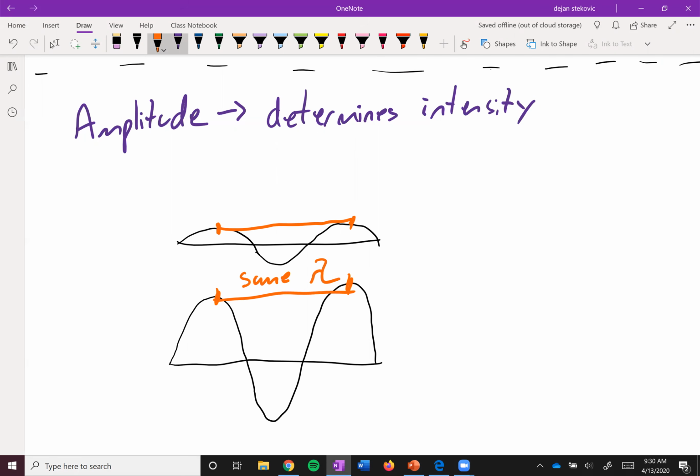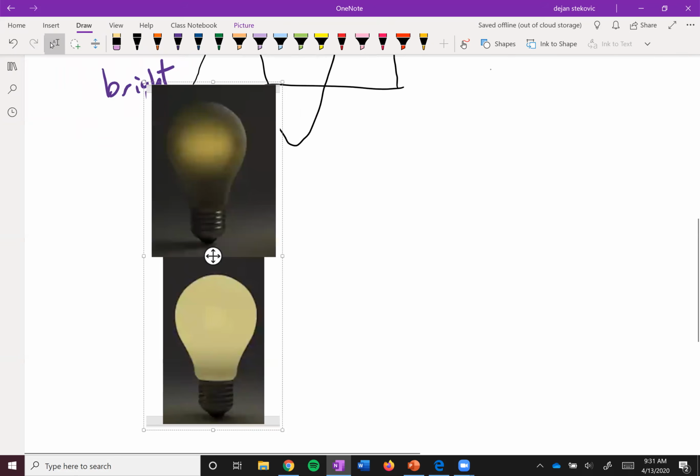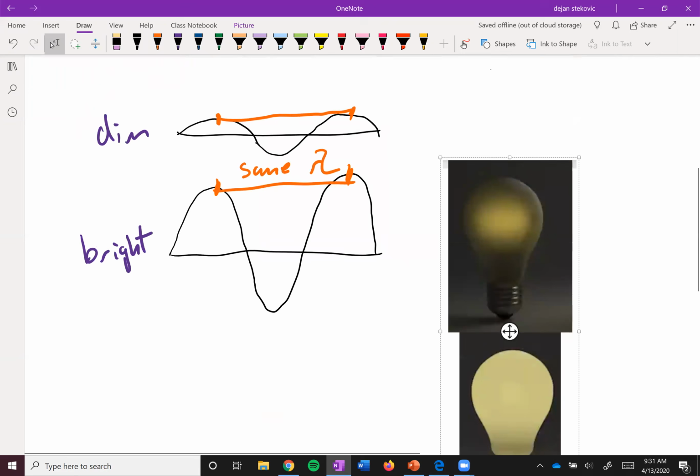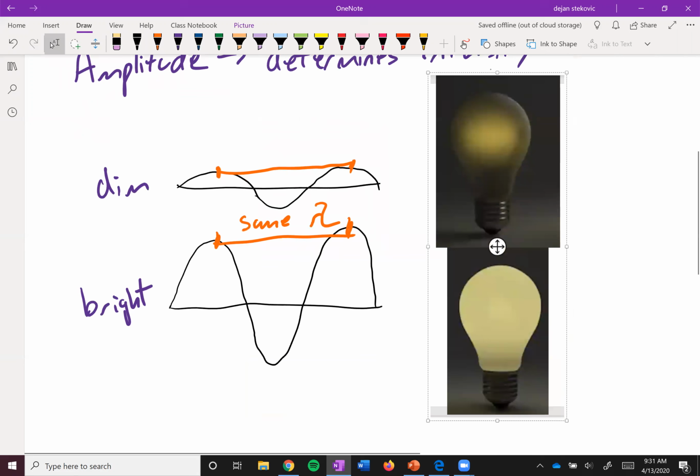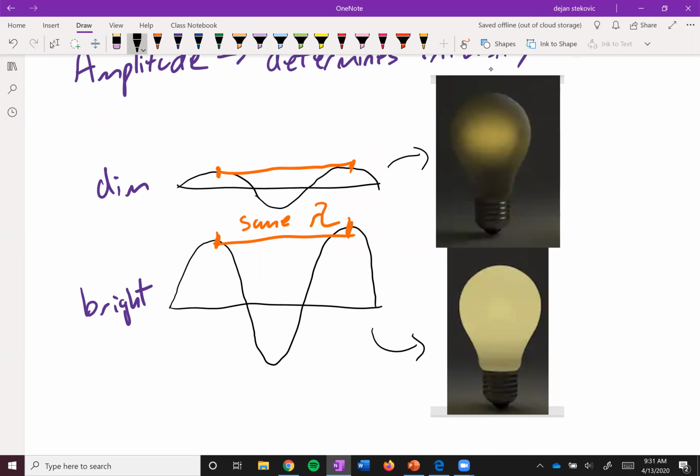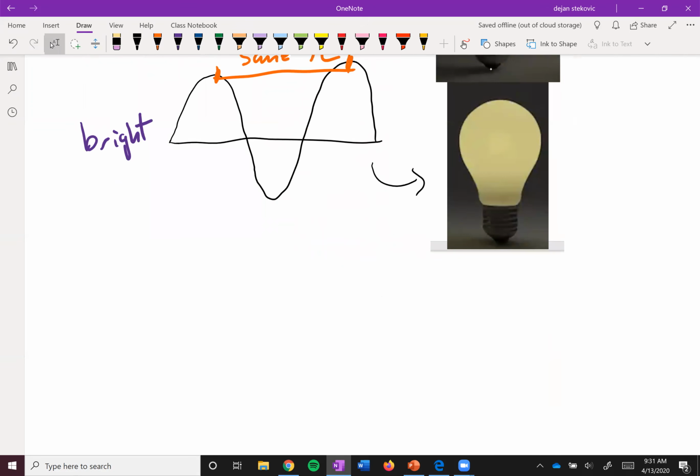but different amplitudes. And so amplitude determines the intensity, and since we're talking about light here, we're talking about the intensity of light. So this would be something that's dim, and then this would be something that's bright. So the intensity of the light. So I got a picture of these little light bulbs here. Line them up, right? And so the top picture would be a picture of a wave that's dim, and then the bottom is a picture of a wave that's bright. So amplitude just determines intensity.